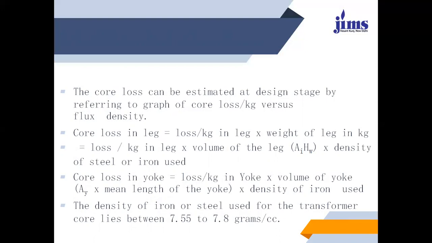Core loss in yoke equals loss per kg in yoke times volume of yoke, Ay times mean length of the yoke, times density of iron used. The density of iron or steel used for the transformer core lies between 7.55 and 7.8 grams per cc.